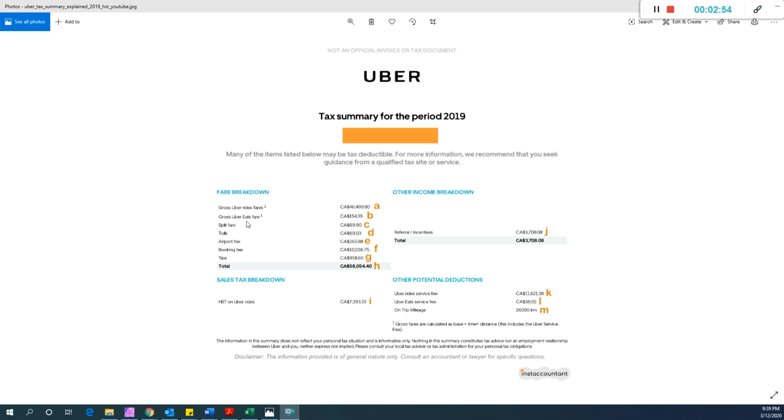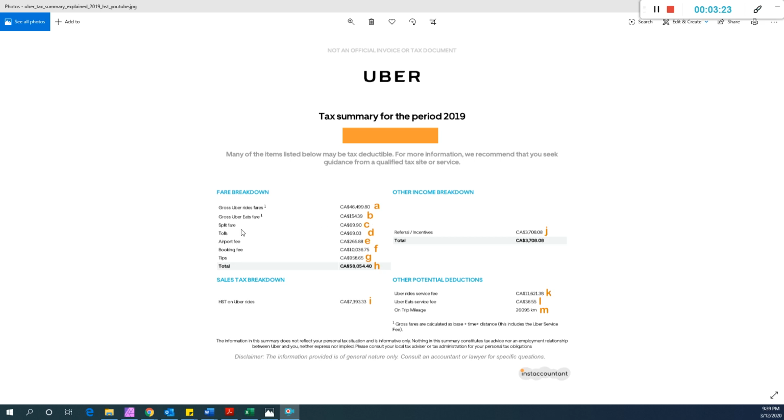The second thing is gross Uber Eats fare. Some drivers do Uber Eats as well. This is the same thing: the driver charged for the pickup and the drop-off, the pickup and traveling, all those things, and it was this amount, the amount shown as B. So this is the gross amount.